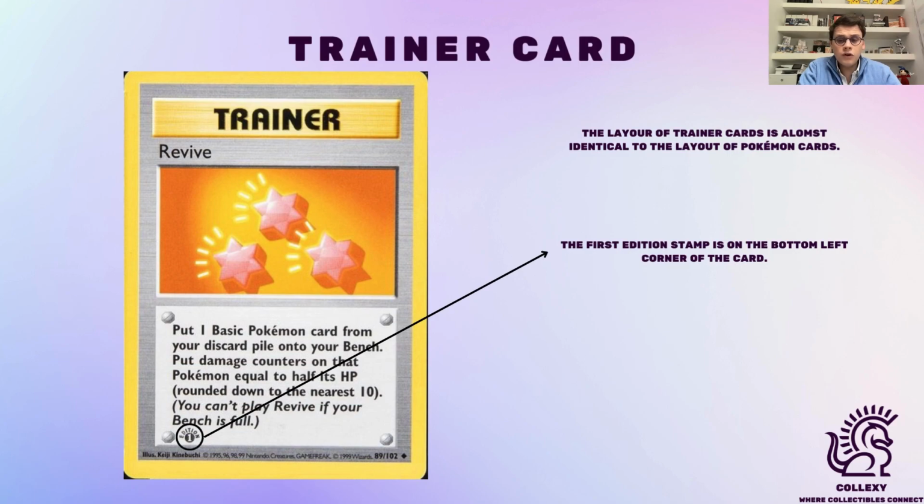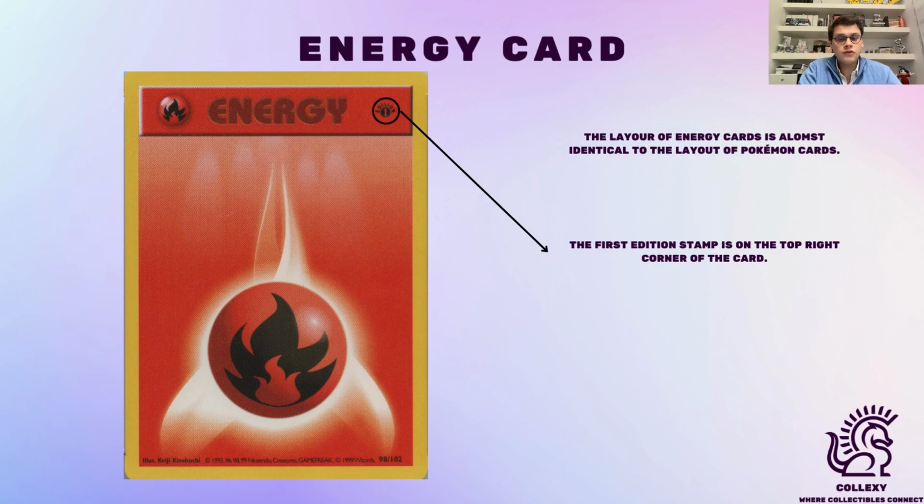So let's take a brief look at the trainer card. The layout of the trainer card is very similar to the Pokemon card that we just discussed. However, the edition symbol does not appear on the left hand side right under the art box of a trainer card, but appears on the bottom left side for a trainer card. Just like a trainer card, an energy card does not differ that much from a Pokemon card. However, here the first edition stamp or the edition element is to be found on the top right of the card, contrary to on the left under the art box or in the bottom left of the card.